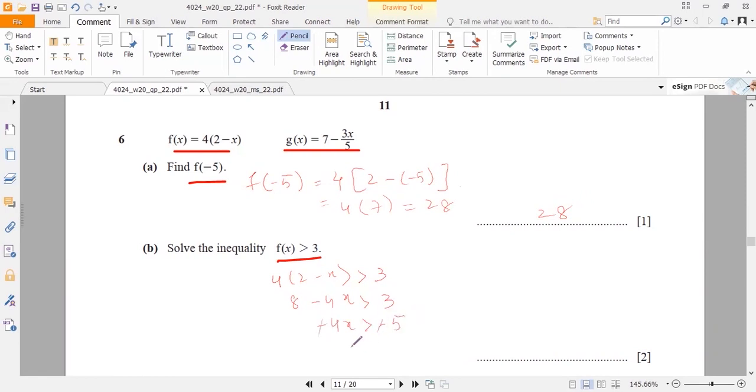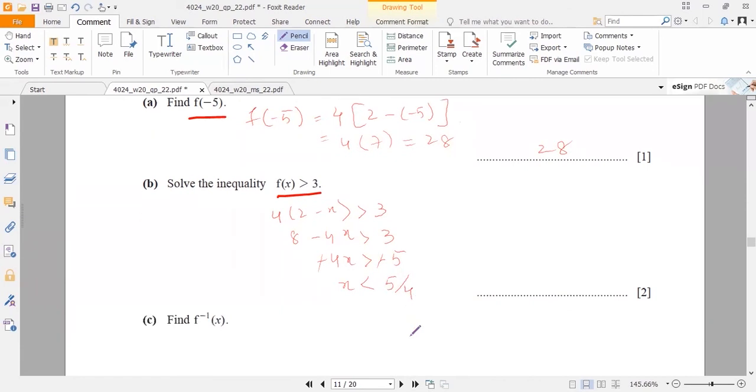Negative, negative will be cancelled, so the inequality sign will be changed. So it will be 5 upon 4. x is less than 5 upon 4. 5 upon 4 will be equal to 1.25.